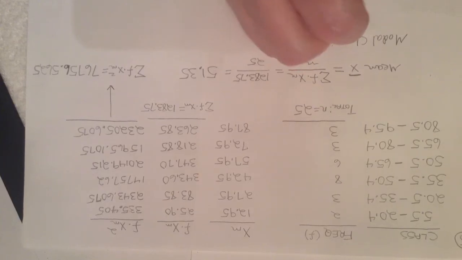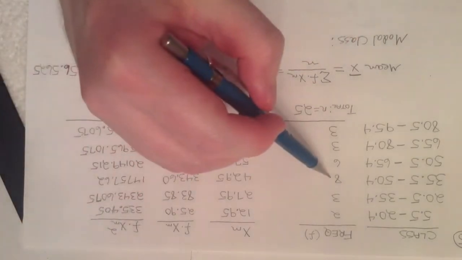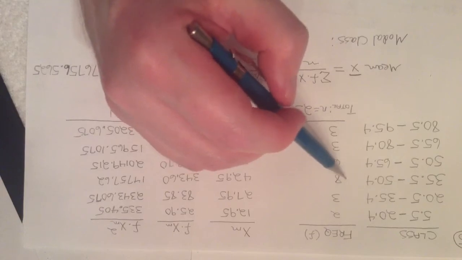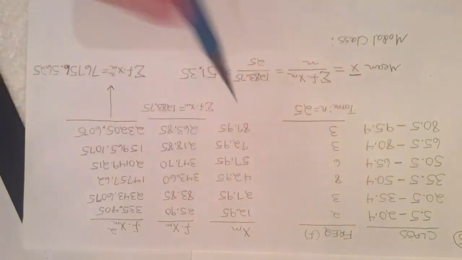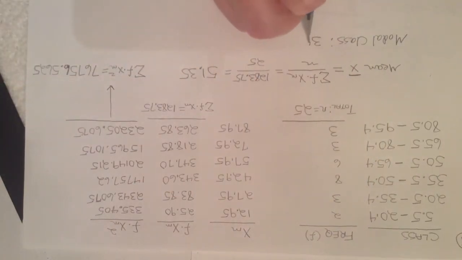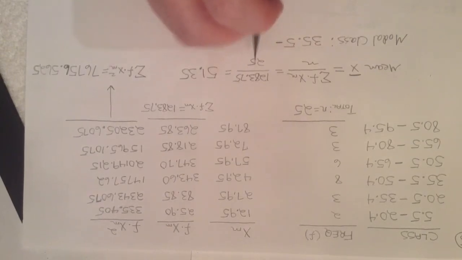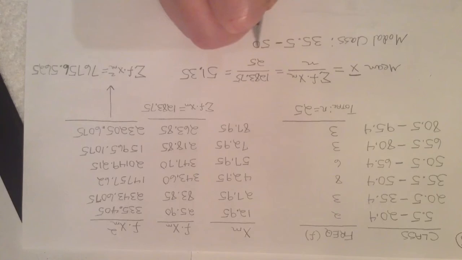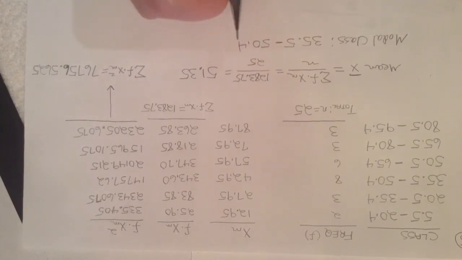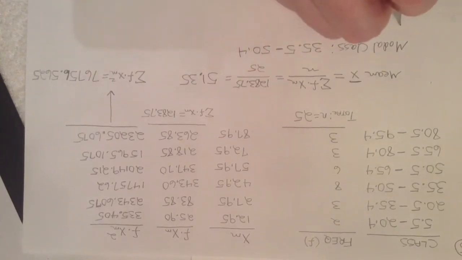Now for the modal class, that again is going to be the class that has the highest frequency, and in this one the highest frequency is 8, and that is going to belong to the third class, which we have at 35.5 to 50.4.